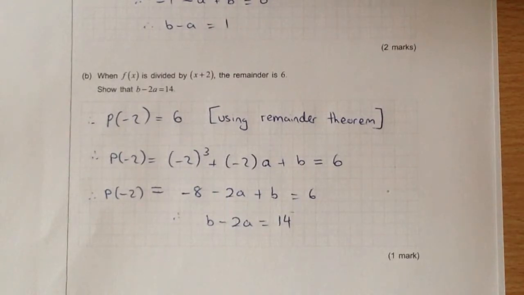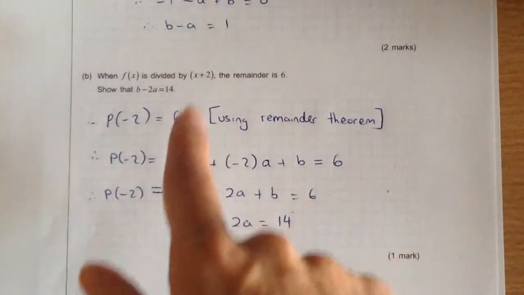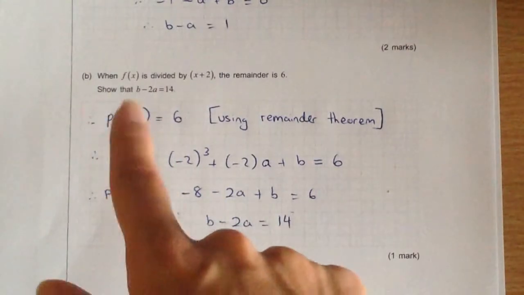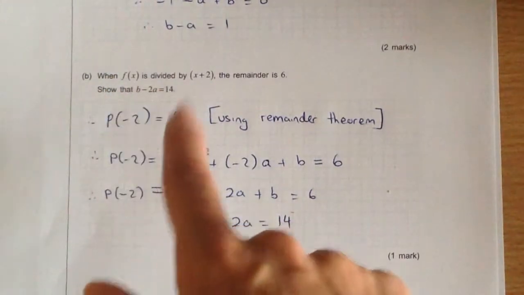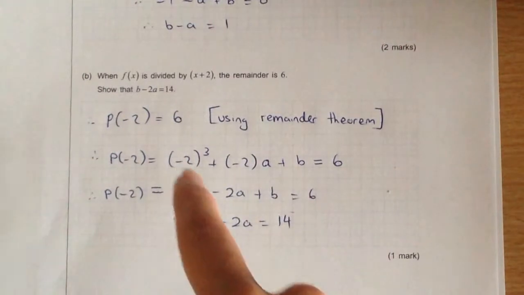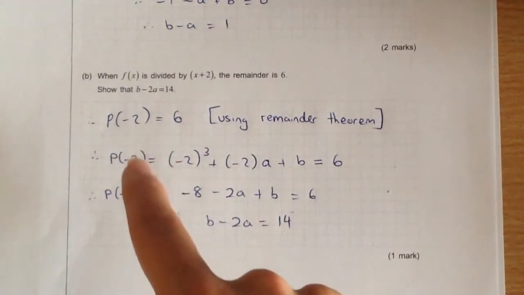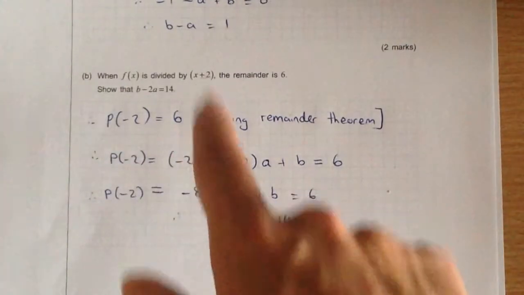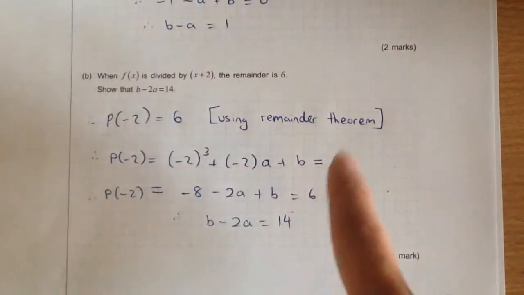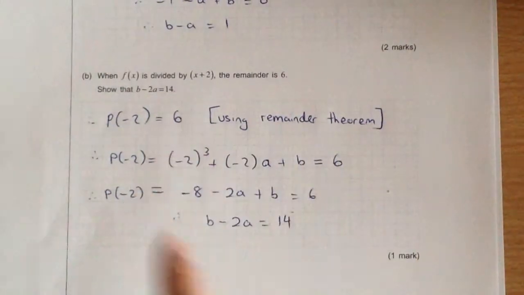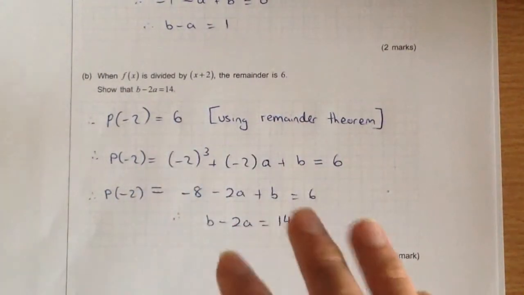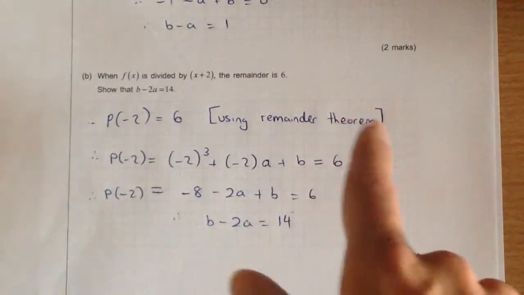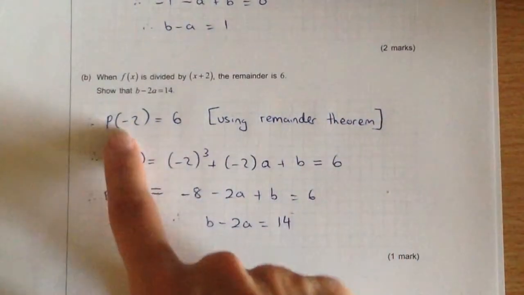Well, we can use the remainder theorem. Again, very similar to the factor theorem, with the remainder theorem what we essentially do is swap the sign, and we have that f of negative 2 is equal to 6. So we have f of negative 2, and it's going to be negative 2 to the power of 3, take 2a, plus b, equals 6. We're just substituting negative 2 into our function f of x there. And we know that's equal to 6 because of the remainder theorem, so we can rely on this condition.